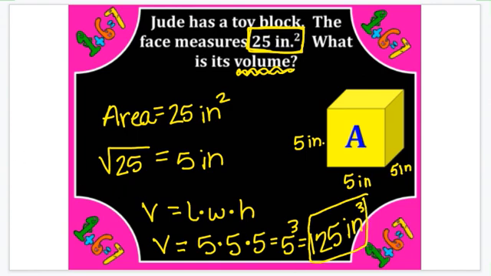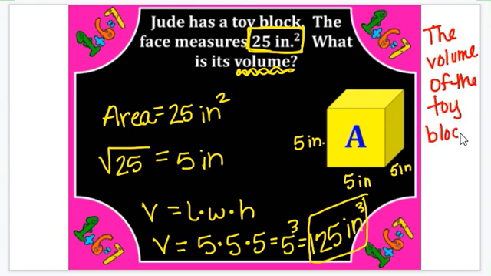And we want to make sure we write that in words as well. So let me get a different color here, and I'm just going to write on the side. All right, so the volume, because remember, word problems always get words. The volume of the toy block is 125 cubic inches. Volume is always in cubed, inches cubed, units cubed.